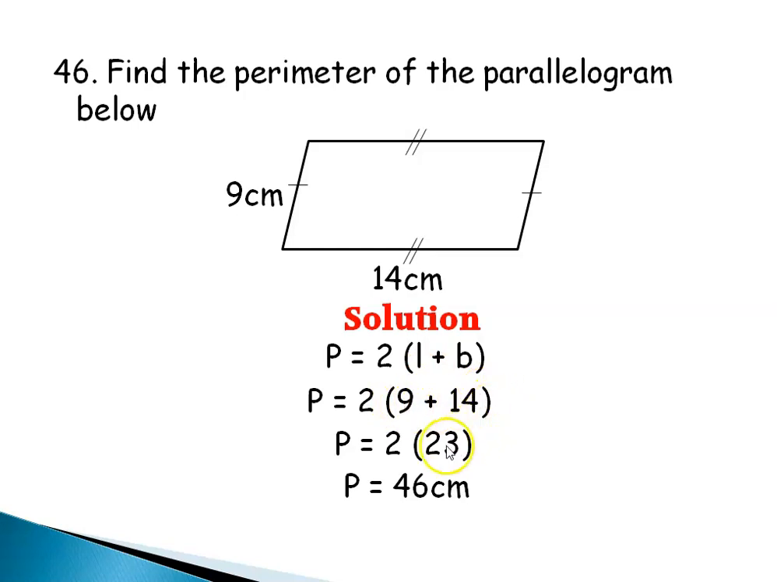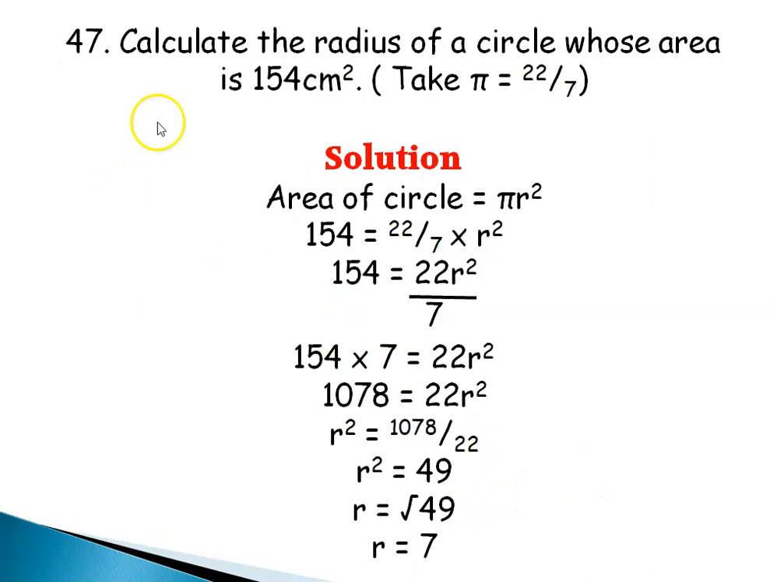9 plus 14 is 23. 23 times 2 is 46 centimeters. So the perimeter of this parallelogram is 46. Another way is to add everything. I say 9 plus 14 plus 9 plus 14. I'll still get 46 centimeters. Is that taken? Good.